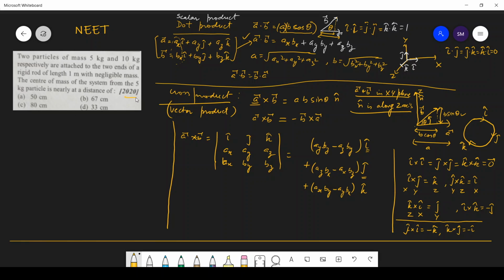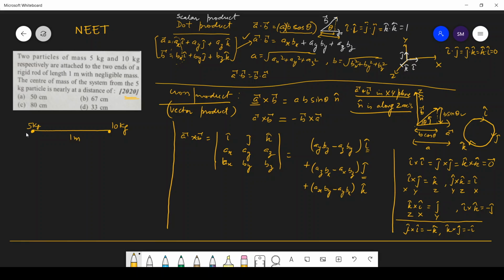So look at this question. This was in 2020, this NEET exam just conducted. Two particles of mass 5 kg and 10 kg are attached to the two ends of a rigid rod. So this is a rigid rod and its length is 1 meter, and we have the two masses 5 kg and 10 kg. Center of mass of the system from 5 kg.